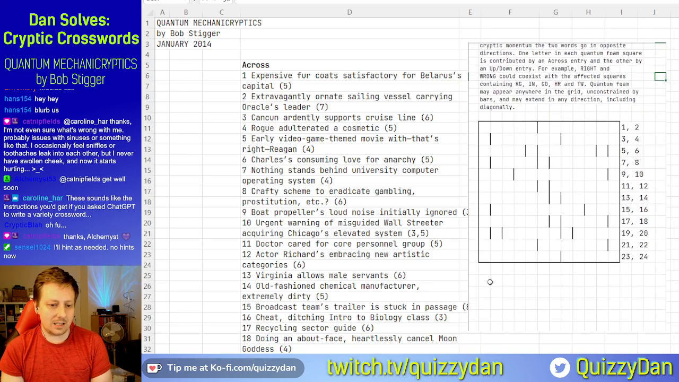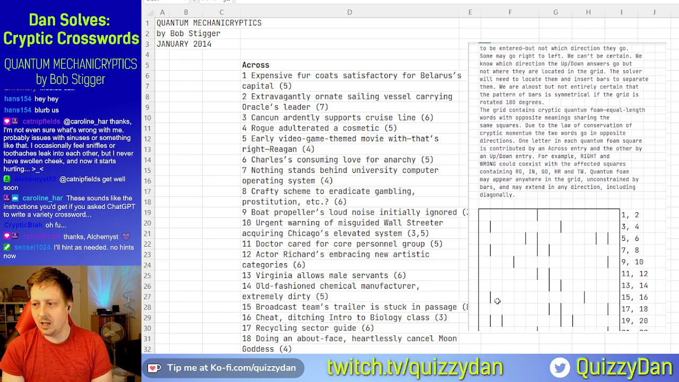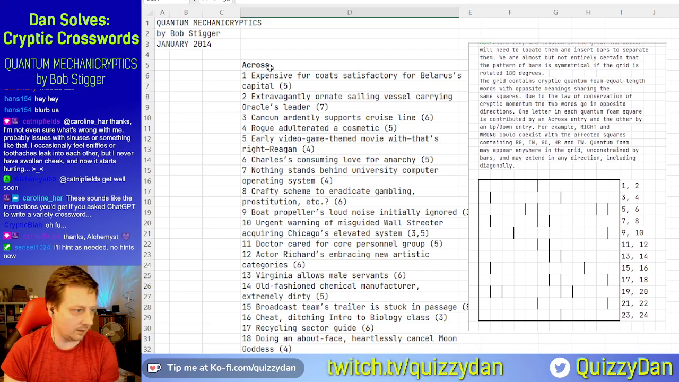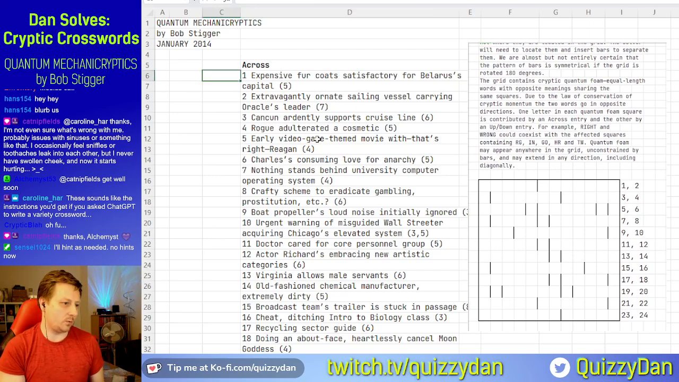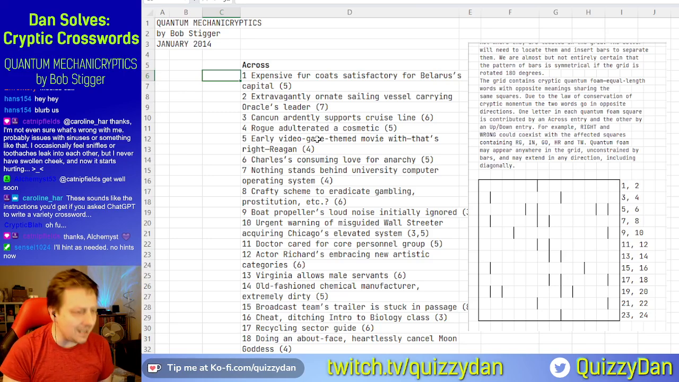So, I guess I should, I'll keep as much of the blurb in as possible. There we go. Expensive fur coats, satisfactory. For Belarus's capital, I need to know the capital of Belarus. Minsk. There you go. So, Minsk.